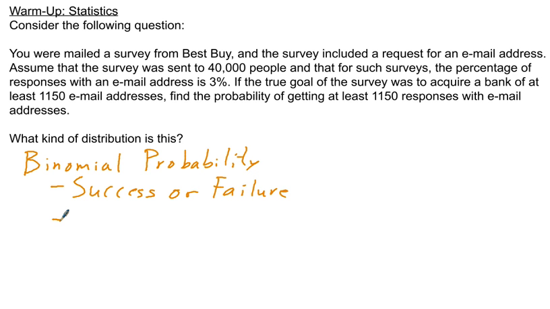And it has equal chances of a success, and that was 3% given to us in the problem. So the reason why we are looking at this binomial probability again is because we have a large number of trials. A large number of trials.